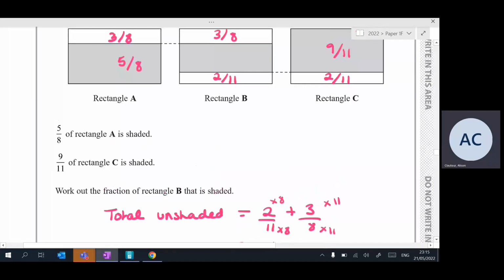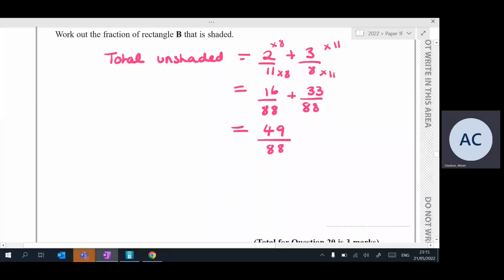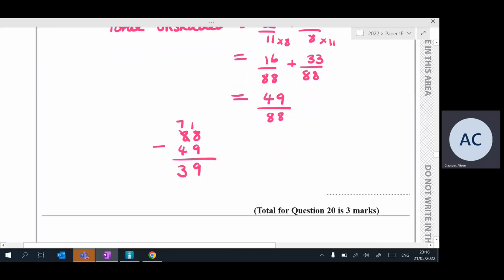Okay, not a very nice number. So if I want what's left in here, then I need what's left. So I want to do 88 take away 49. So 39. Okay, so I'm left with 39 over 88.